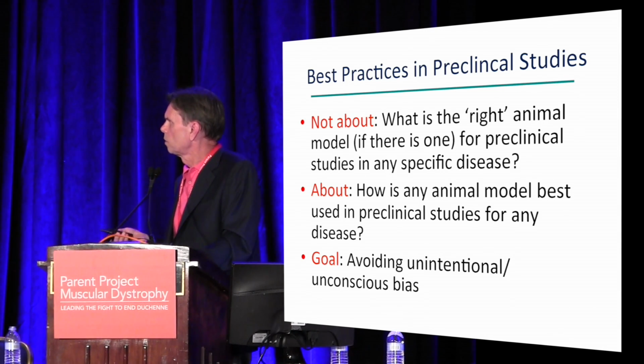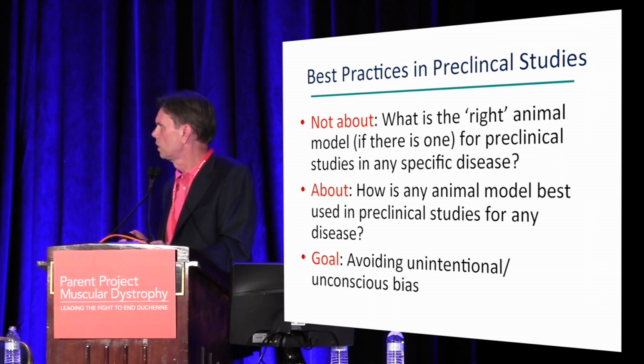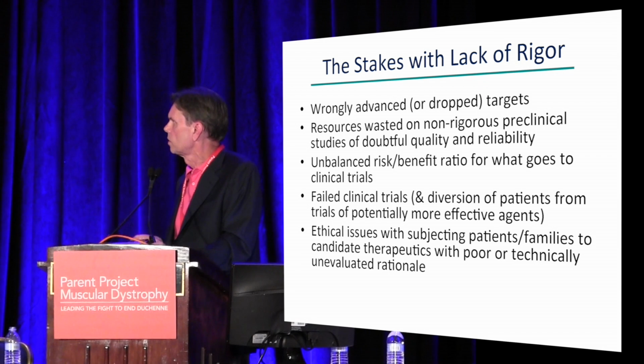This really is not an issue of the right animal model. I mean, that's a different issue. But this is really the issue that if you've got the best possible animal model, you've got to design the best possible preclinical studies to look at any disease, and you have to avoid putting unintentional bias into your analysis of the data.